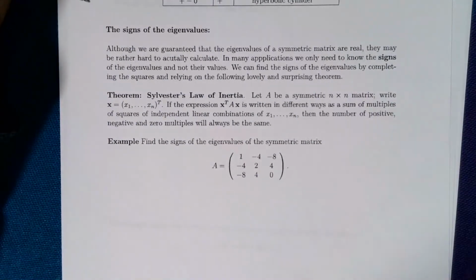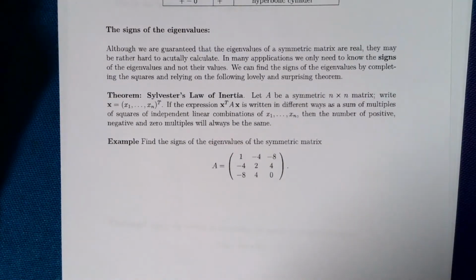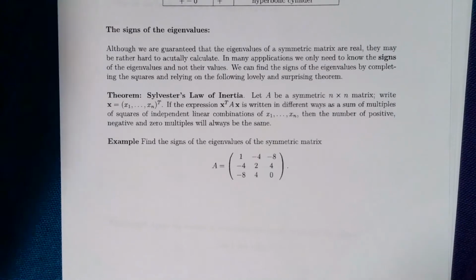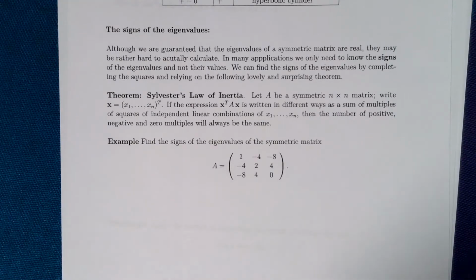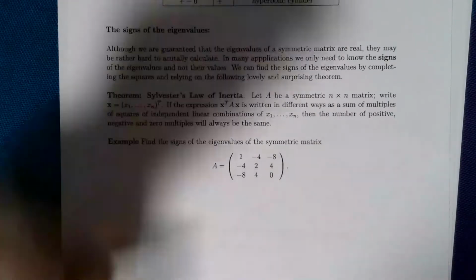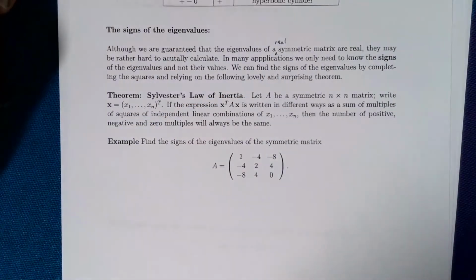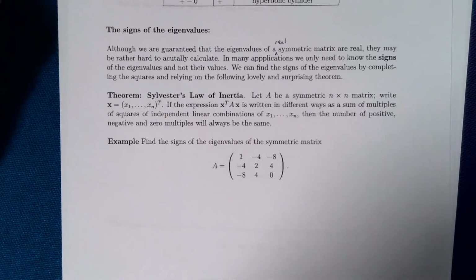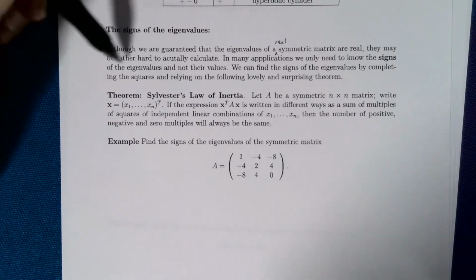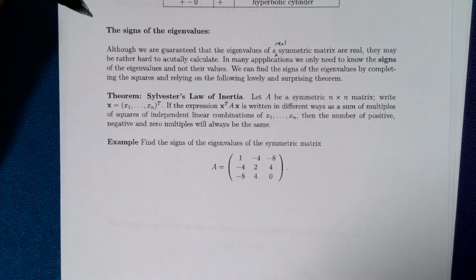So the motivation of this is that although we're guaranteed the eigenvalues of a real symmetric matrix are real, I should really have the word real in here, they may be rather hard to calculate. You end up with a cubic, even in the 3 by 3 case, and that can be difficult to solve. And in many applications, we're really only interested in the signs of the eigenvalues and not necessarily the values themselves.